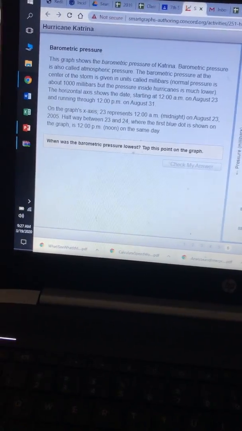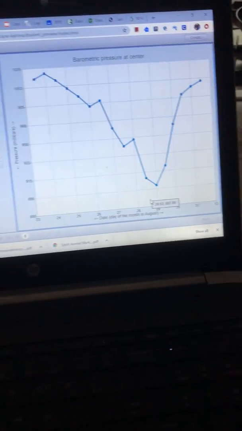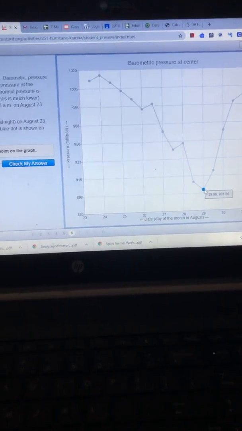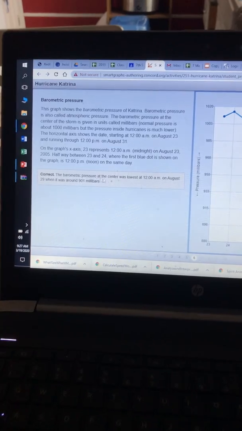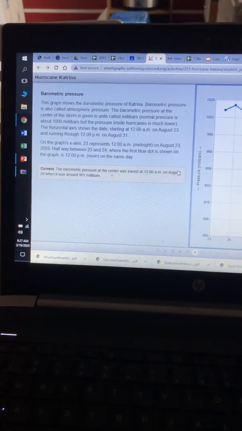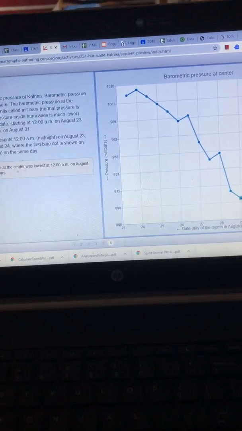So it says, when was the barometric pressure lowest? Tap the graph. Okay, lowest here. Check my answer. Correct. The barometric pressure at the center was lowest at 12 a.m. on August 29th, when it was about 901 millibars.